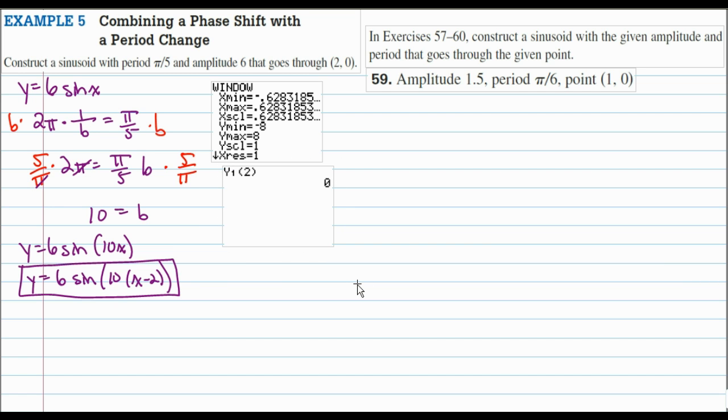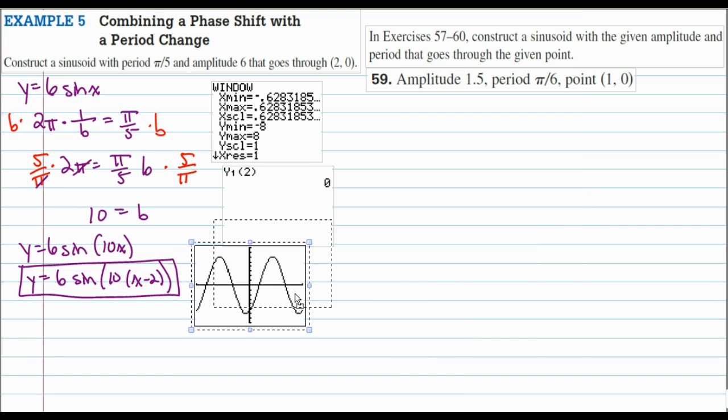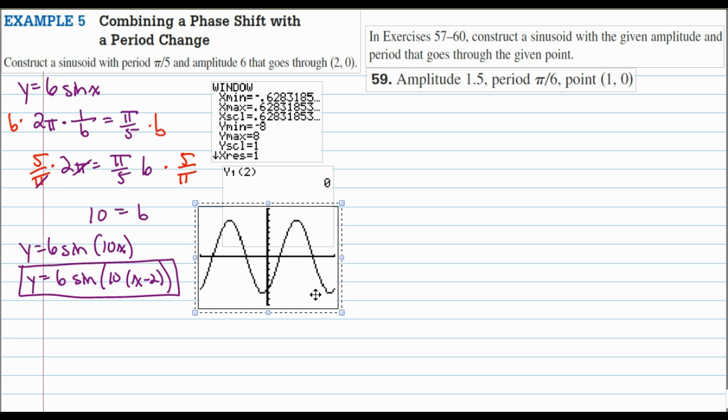So I can see that the period is pi over 5. The amplitude is 6, meaning if I graph this, the height of this curve should be 6, and my y scales go by 1. So 1, 2, 3, 4, 5, 6. Yep, it goes all the way up to 6, so that's good. So it passes all of the rules it was supposed to. So I found a correct sinusoid that has the period of pi over 5, an amplitude of 6, and goes through the point 2, 0.